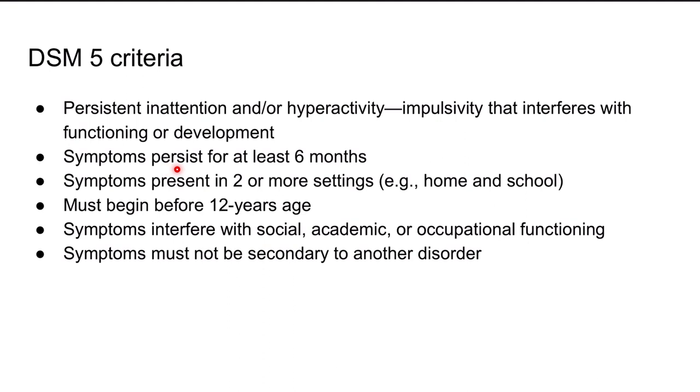And the symptoms should persist for at least 6 months, and the symptoms should be present in 2 or more settings, for example in both home and school. And these symptoms must begin before 12 years of age, and all these symptoms must interfere with the social, academic, or occupational functioning. Most importantly, these symptoms must not be secondary to another disorder.